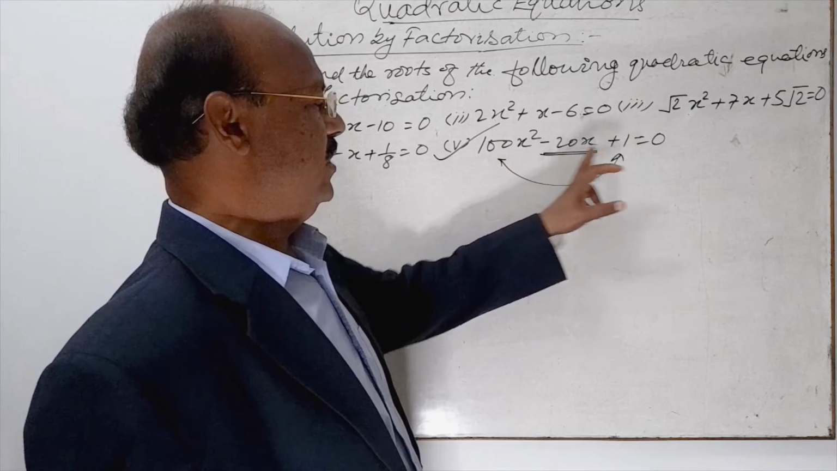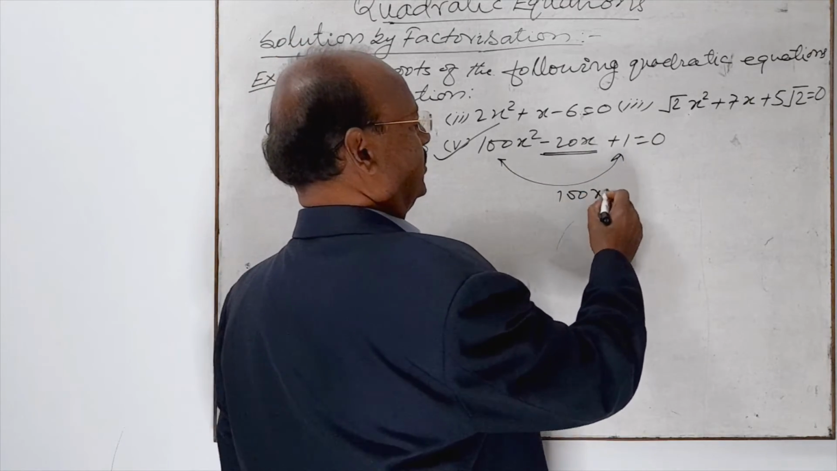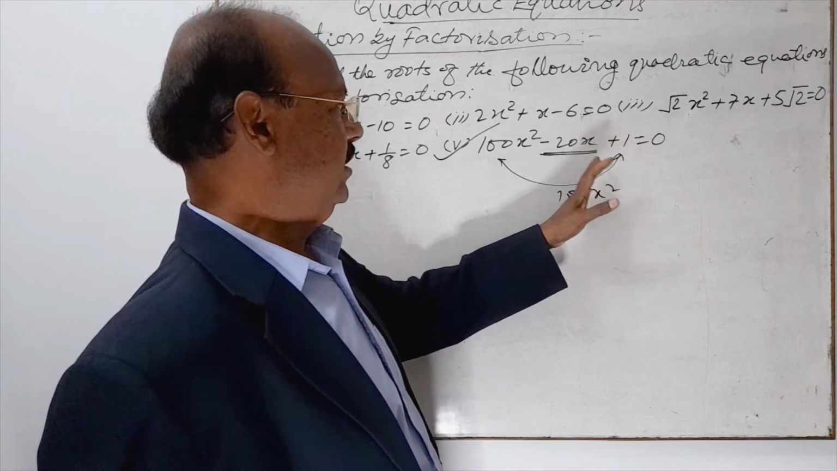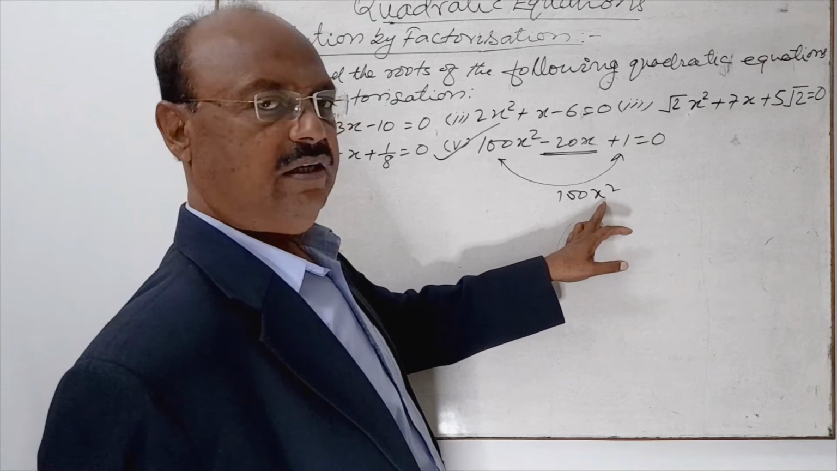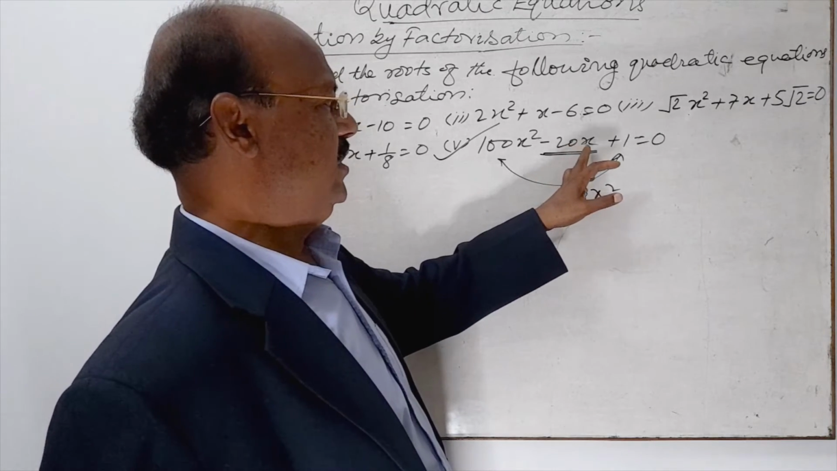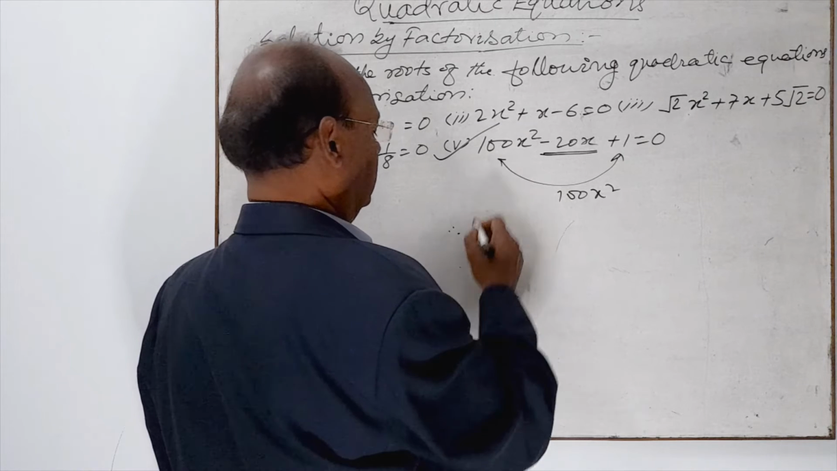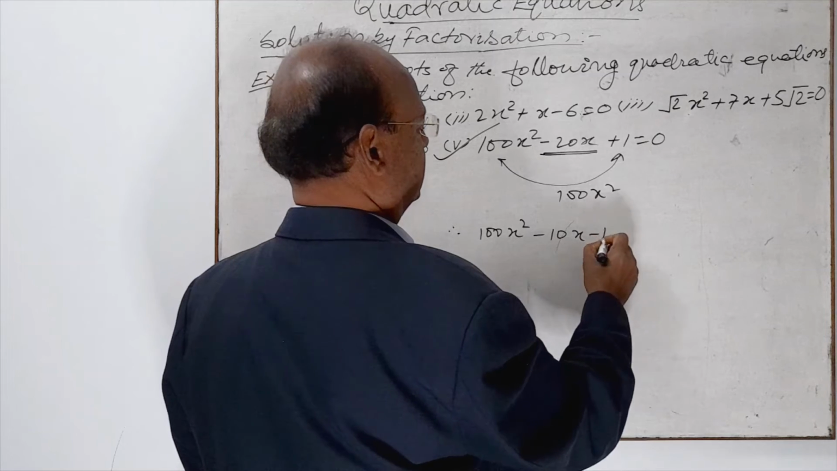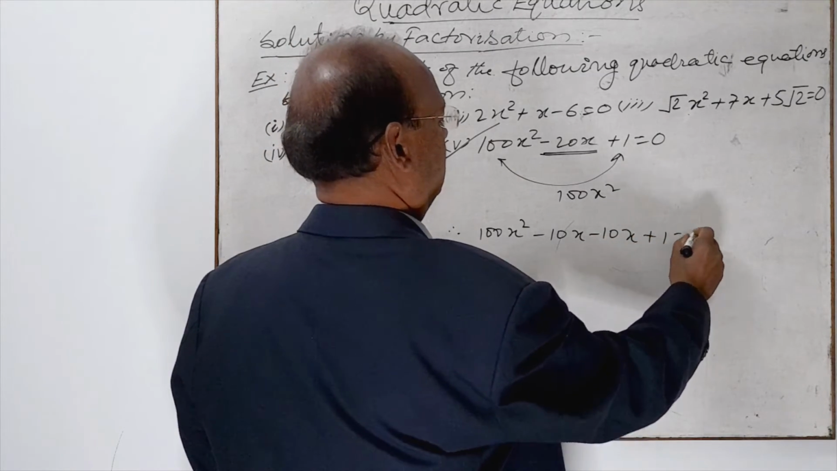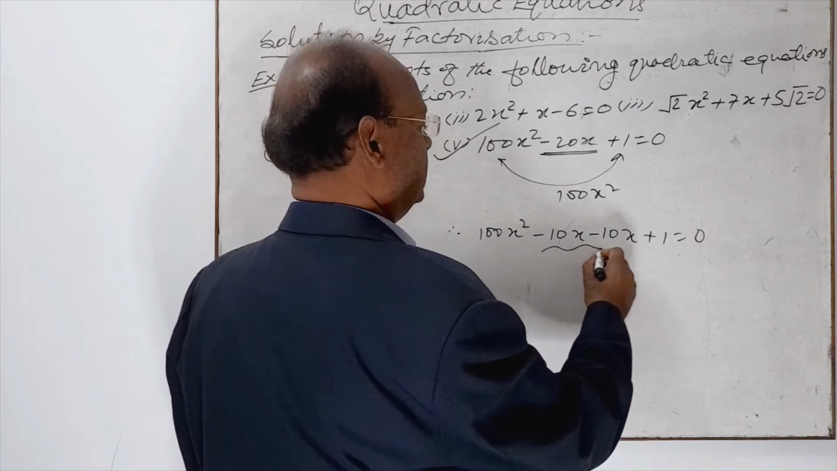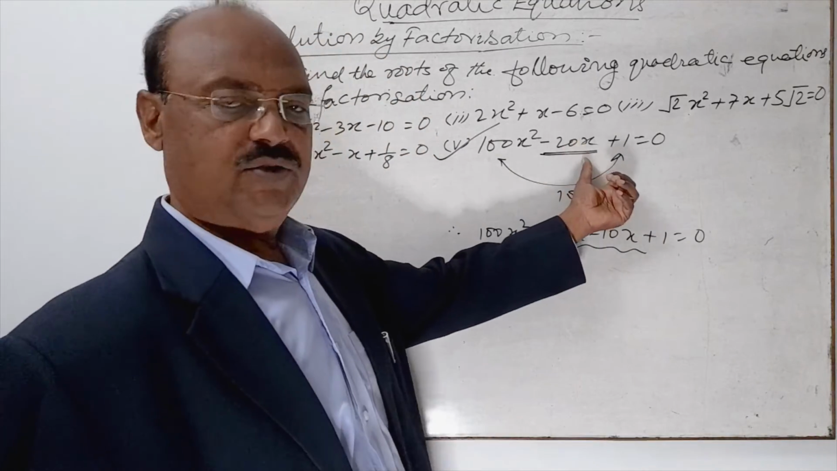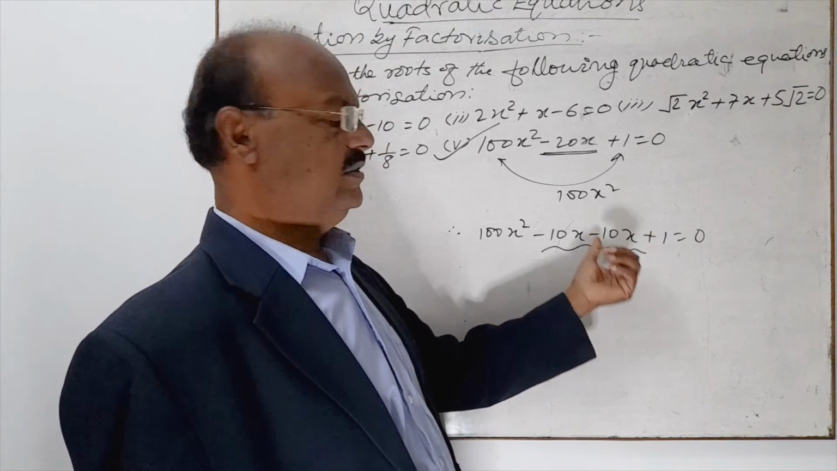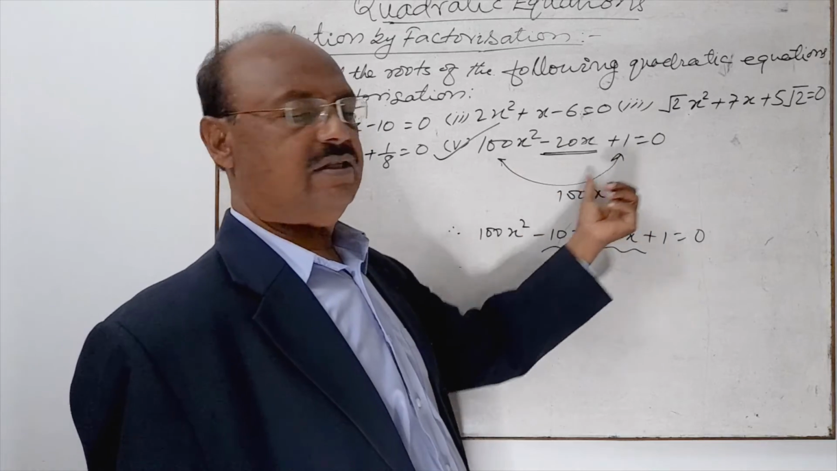So here 100x square into 1 is 100x square. So how can we break this minus 20x into two parts, so that the product will be 100x square and this value will remain minus 20x? See, we can write this as 100x square minus 10x minus 10x plus 1 is equal to 0. You see, minus 10x minus 10x is equal to minus 20x, and the product of this minus 10x and minus 10x will be 100x square, that is equal to the product of first and last terms.